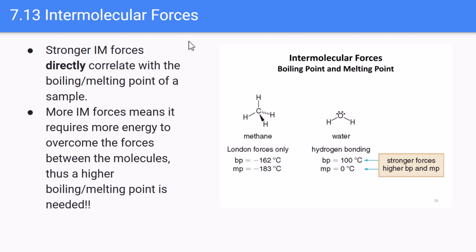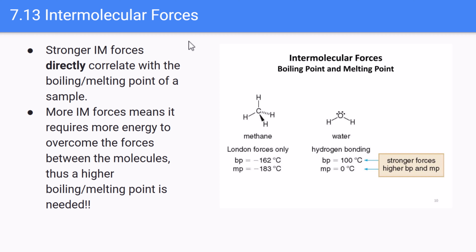So for example, if I compare methane and water, methane is a nonpolar molecule that only has London dispersion forces, and look at its boiling point is negative 162 degrees Celsius. So it is a gas at room temperature. Look at the boiling point of water, though. Water has the ability to hydrogen bond and has a boiling point of 100 degrees Celsius.